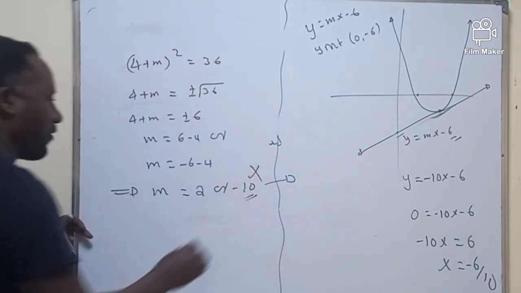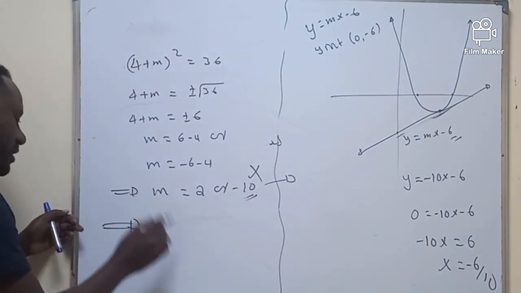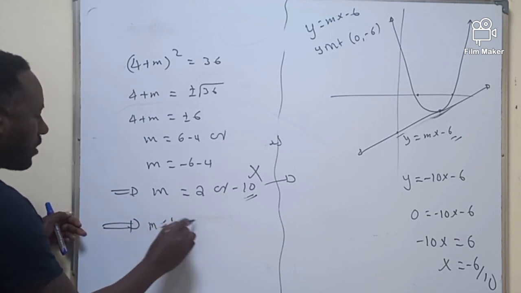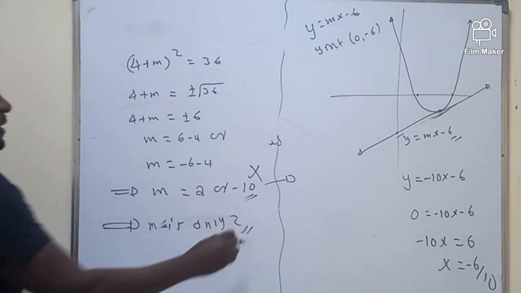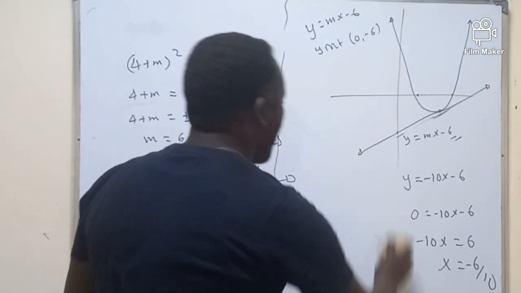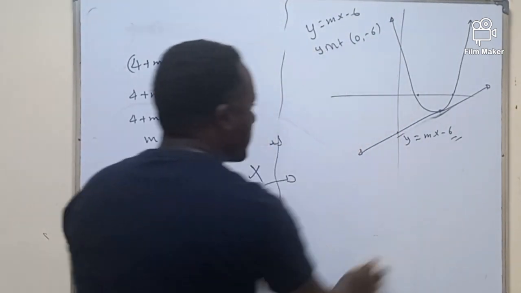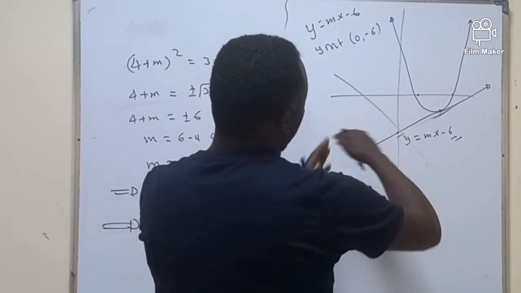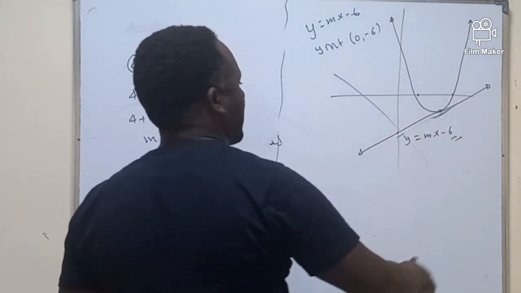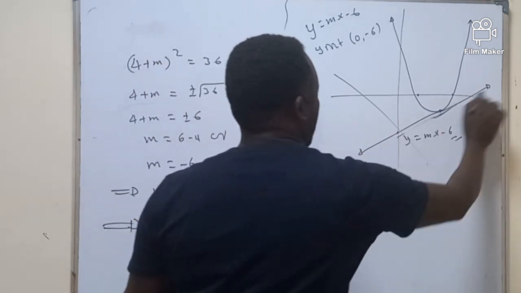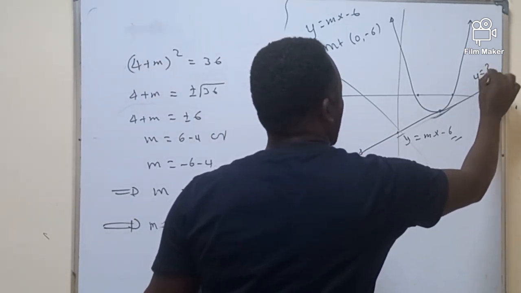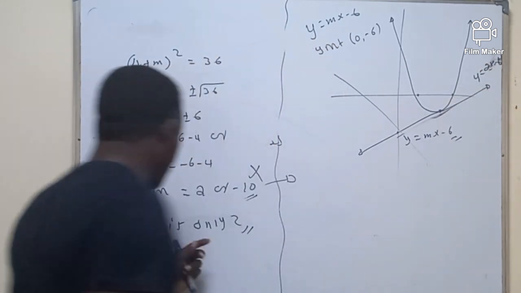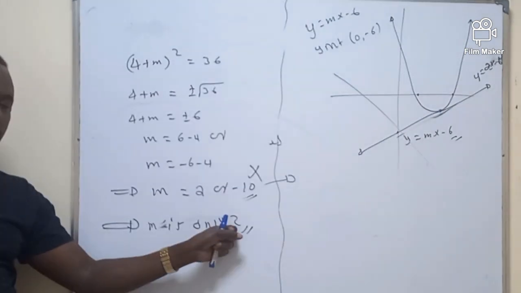So this will not be the value for m. This implies that m is only 2. So this is the value. Therefore, if m is negative 10, the graph is going to be this one, so there is no relation between this curve and this line. But if m is 2, the equation of the line is going to be y equals 2x minus 6. So that's the reason we only take the value for m as exactly 2.